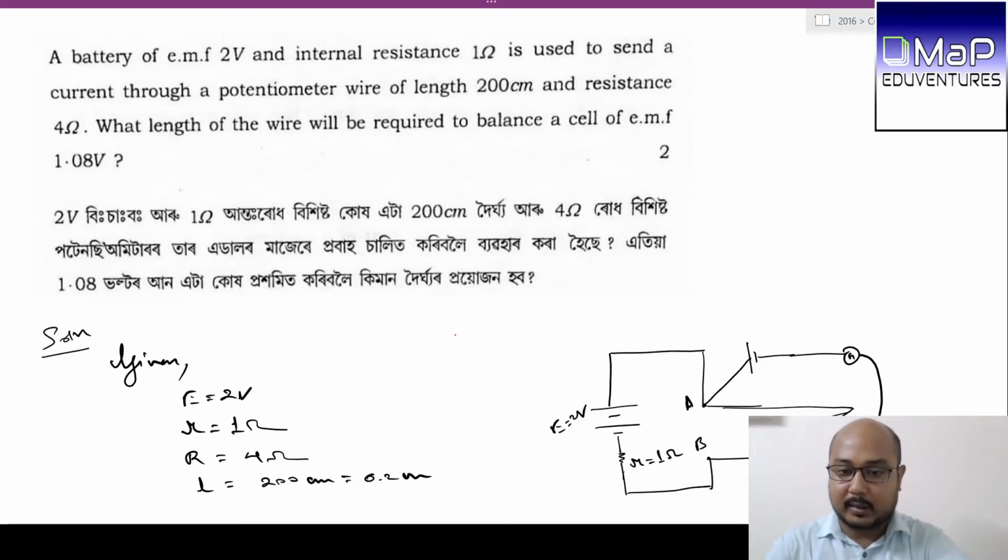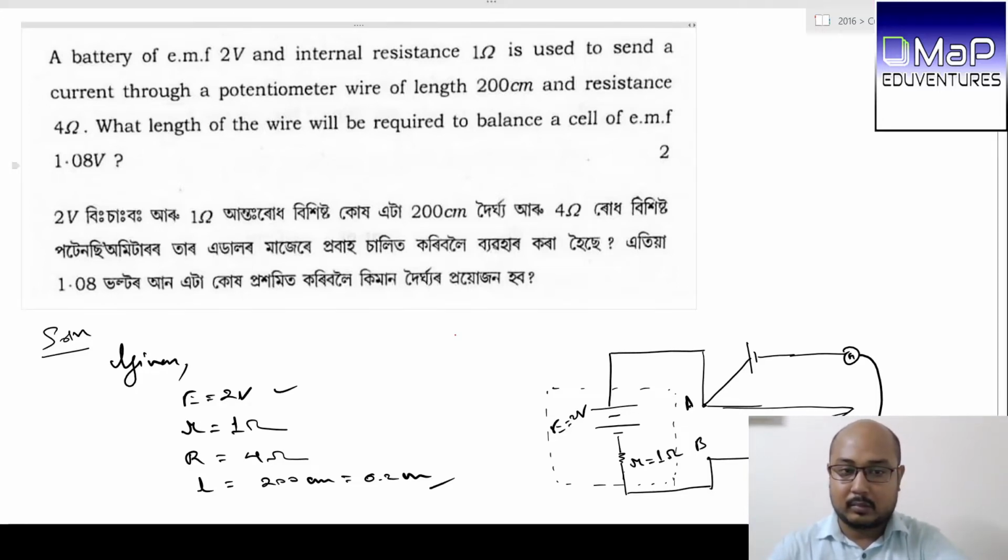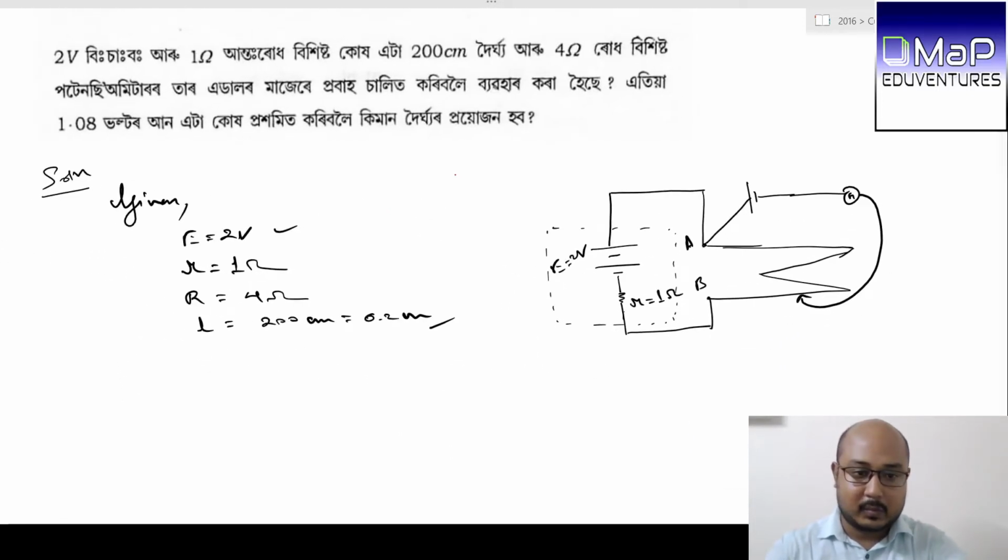Here is the potentiometer AB, which has a length of 200 cm, equal to 0.2 meter, and a resistance of 4 ohm. Then we have the driving EMF or driving auxiliary power source equal to 2 volt, and it has an internal resistance of 1 ohm, which I have taken in series. This is the cell, and we call the cell E1, where E1 is equal to 1.08 volt. This is what we have to balance.